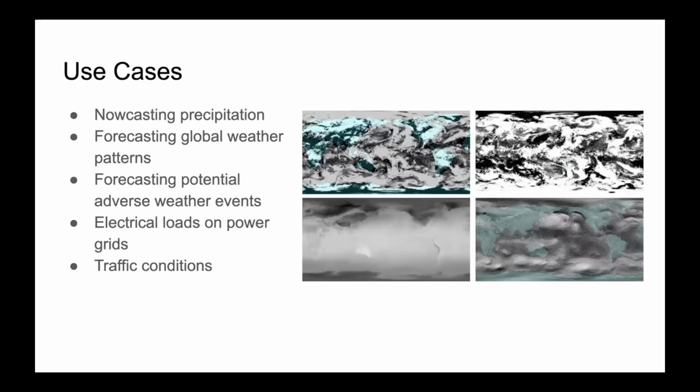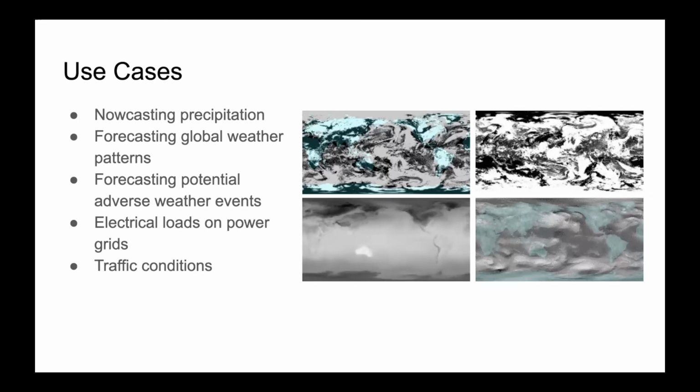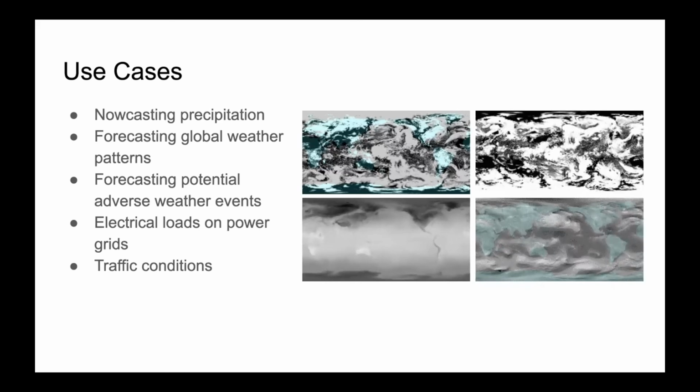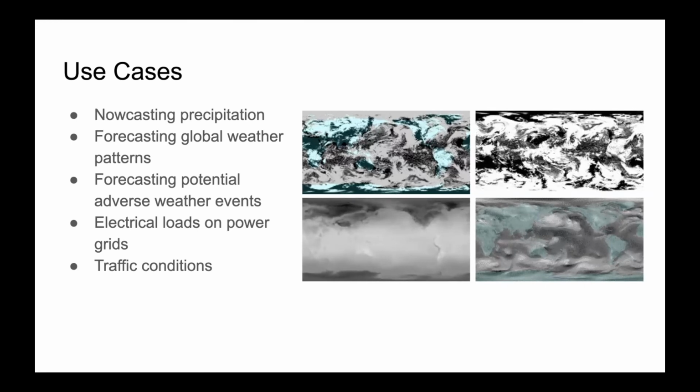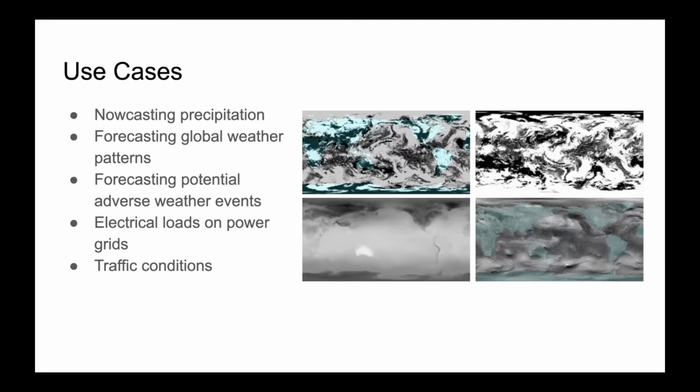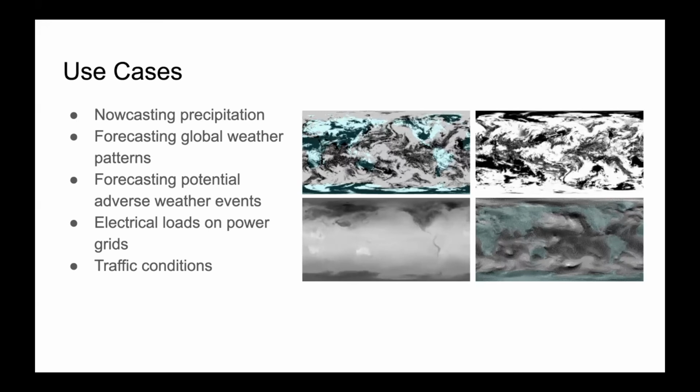So for example, some of the use cases we could use this for would be nowcasting precipitation, forecasting global weather patterns, forecasting potential adverse weather events, electrical loads on power grids, could use a graphical neural network for that, and also traffic conditions. So on the right, there are just some GIFs that I made of a potential data set that we were going to use called WeatherBench. The top two are actually cloud cover. The one on the left, I've just underlaid the actual continents just because it looks pretty. And then on the bottom left is the U component of the wind speed. And then on the bottom right is the temperature at 2 meters above sea level, so about human height.